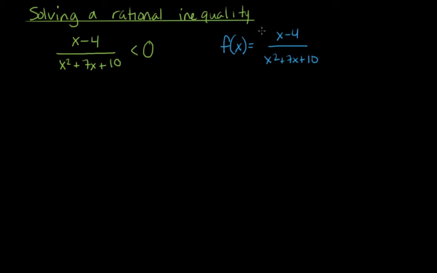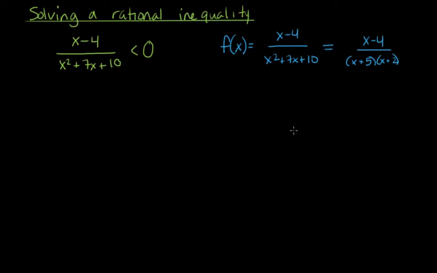If I want to know what this function looks like, the first thing I want to do is factor the bottom. So I have x minus 4 on the top, and then I'm looking for two numbers that multiply to be 10 and add to be 7, so plus 5 and plus 2.